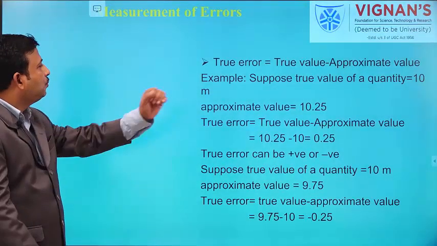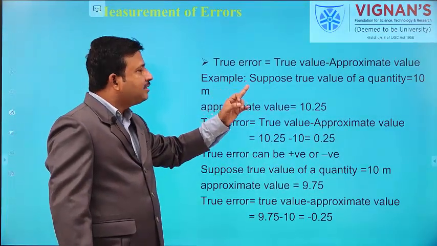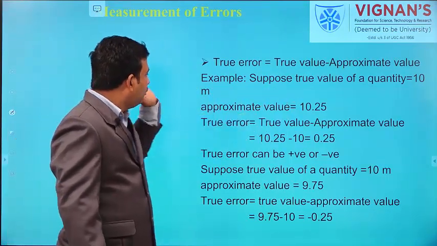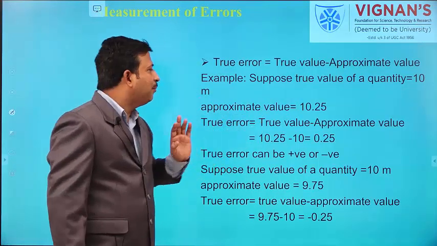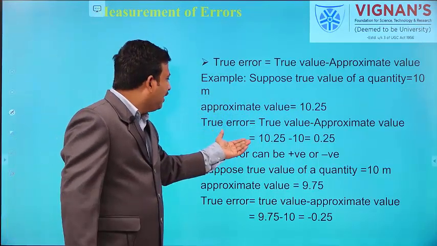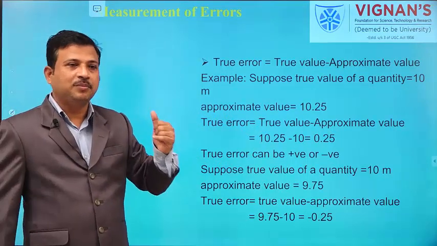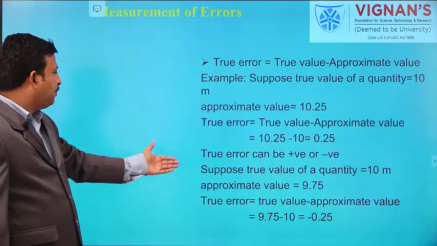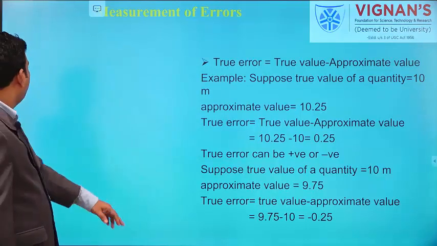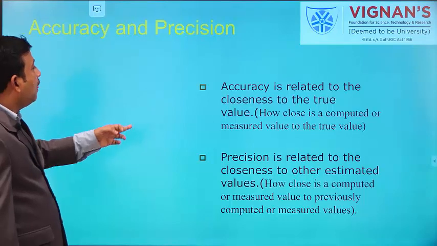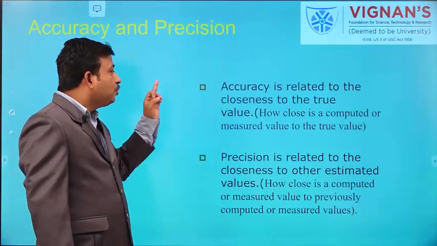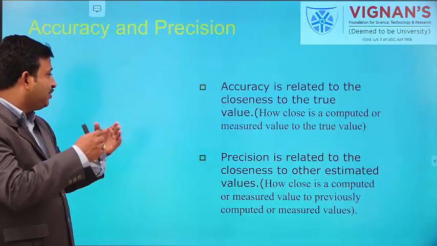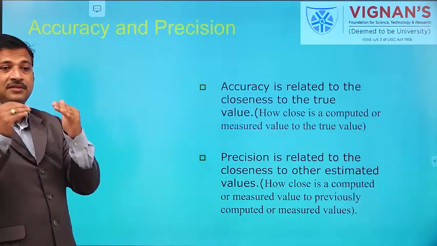True error equals true value minus approximate value. For example, suppose the true value of a quantity equals 10 and the approximate value equals 10.25. Then the true error is nothing but 10 minus 10.25. That is the example I have given you. Right? Suppose the true value of a quantity is 10 and the approximate is 9.75. So how much is the error? 0.25. Is it clear? So accuracy is related to the closeness to the true value. How close is the computed measurement, what you have done, to the true value? That is very, very important.